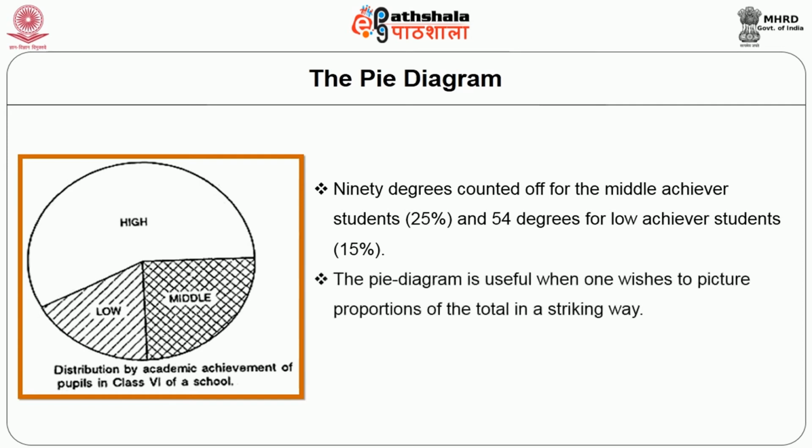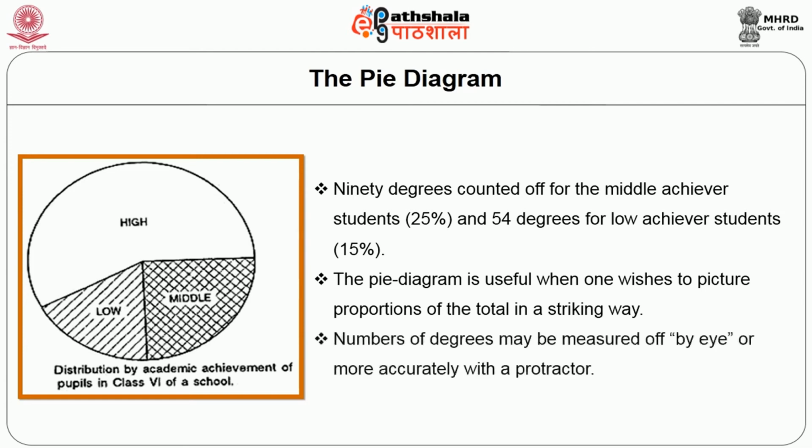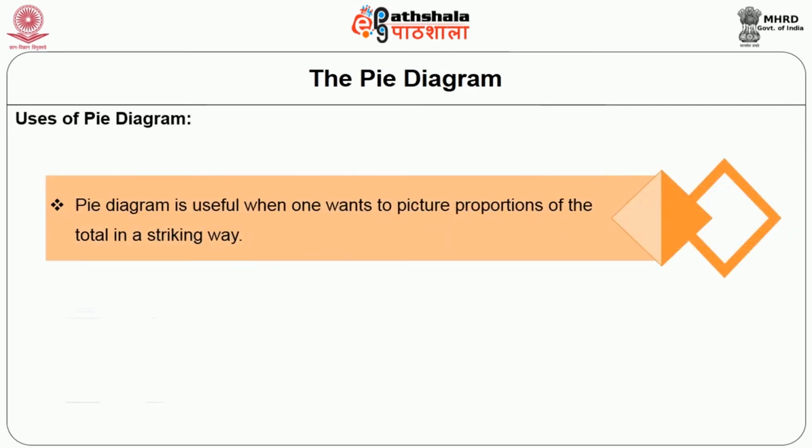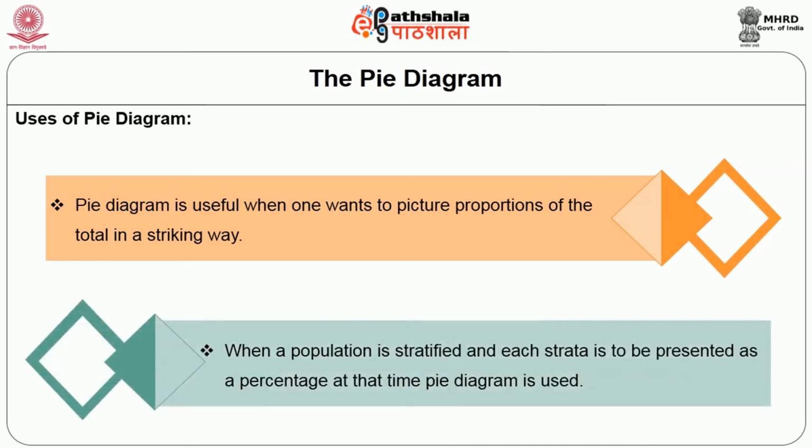The pie diagram is useful when one wishes to picture portions of the total in a striking way. The number of degrees may be measured off by eye or more accurately with a protractor. Coming to the uses of the pie diagram, it is useful when one wants to picture portions of the total in a striking and eye-catching way. When a population is stratified and each data is to be presented as a percentage, at that time the pie diagram will be very useful.